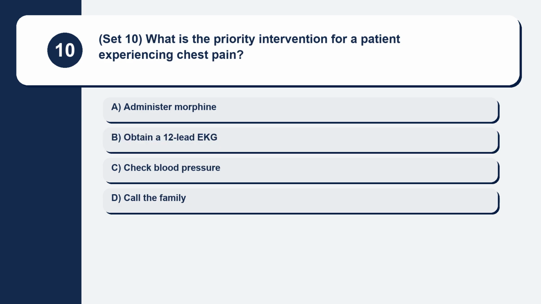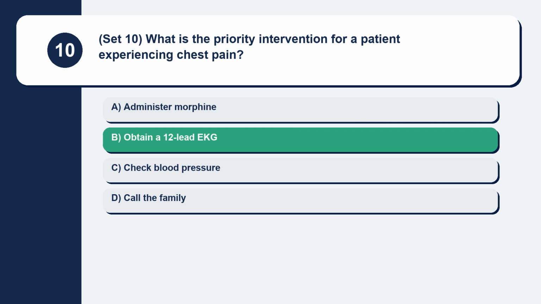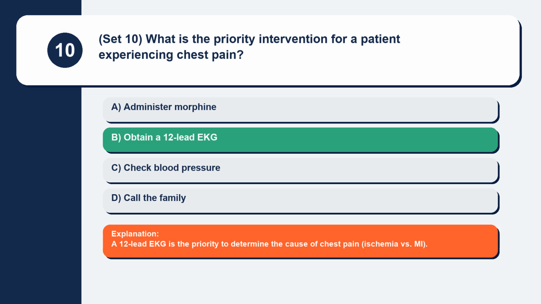Question 10. Set 10. What is the priority intervention for a patient experiencing chest pain? Administer morphine, obtain a 12-lead EKG, check blood pressure, call the family. A 12-lead EKG is the priority to determine the cause of chest pain, ischemia versus MI.